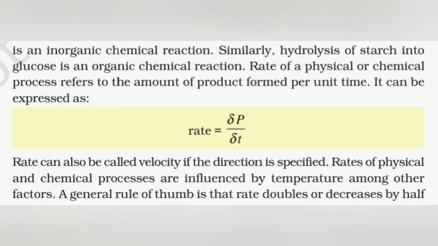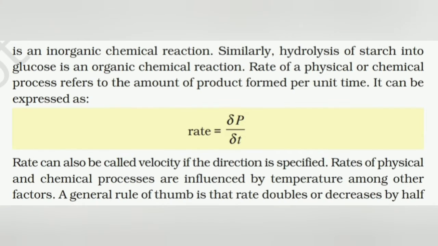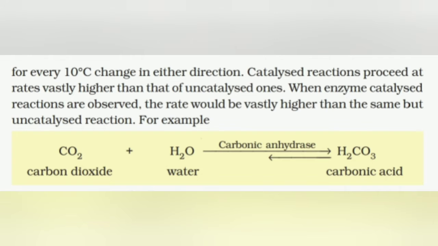Rate of a physical or chemical process refers to the amount of product that is formed per unit time. It can be expressed as rate equals del P upon del T, that is change in product over change in time. Rate can also be called velocity if the direction is specified. Rates of physical and chemical processes are influenced by temperature among other factors. A general rule of thumb is that rate doubles or decreases by half for every 10-degree change in either direction.